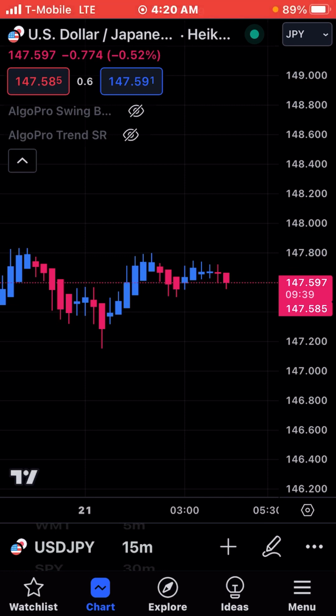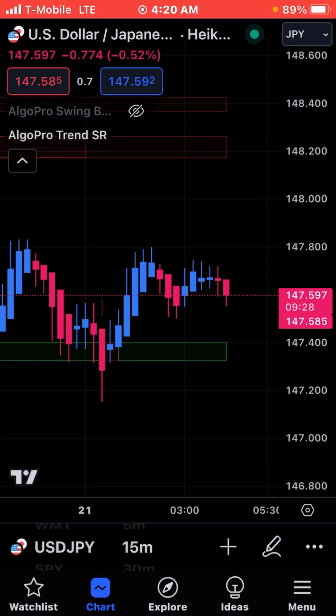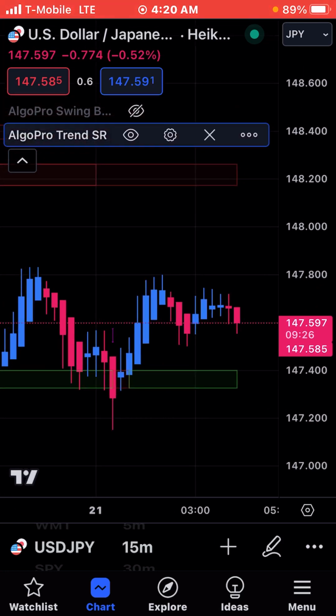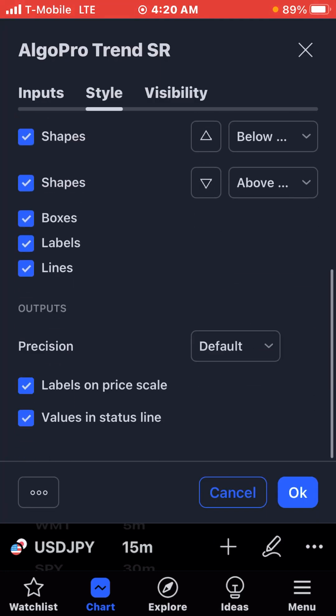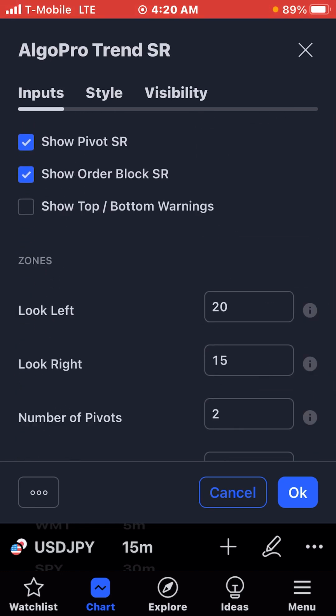Now, this is a combination of what I talked about yesterday, but today I'm just going to be talking about the Trend SR. What this basically does is it gives you order blocks, and it prints out order blocks. Now, in your settings here, you pretty much can leave everything the same. You don't really need to... let's see, what's this? I haven't checked that one off.